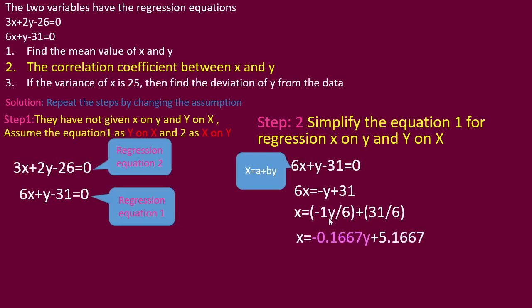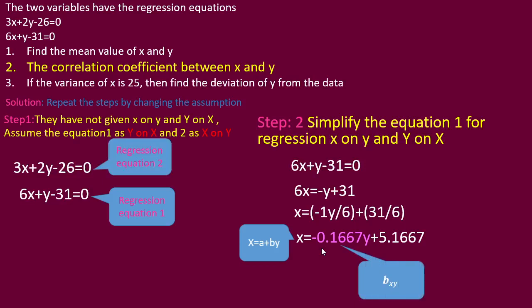So here 1 by 6 value is 0.1667 y, plus 31 divided by 6 is 5.1667. Now we can compare. It's in the standard format, x equals a, where a represents a constant, that is 5.1667, plus b into y. So here b value is minus 0.1667, that is bxy, x on y.